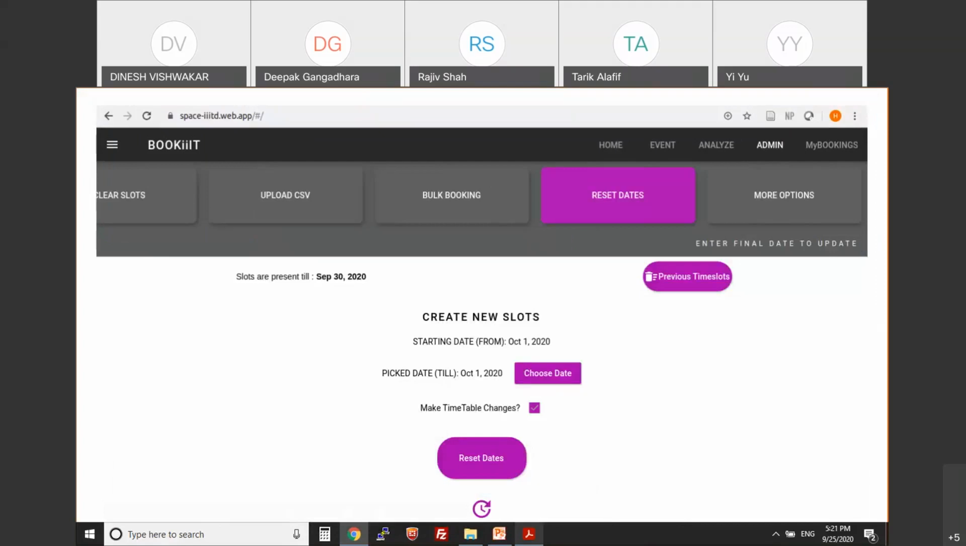And then there are reset dates. In this, the slots are created. Like there are slots available till October. If the admin wants to create more slots, it can create them after October, for November, December. So this power is given to admin. And there are some more functionalities that are provided to admin. So these were all elicited from the stakeholders only.